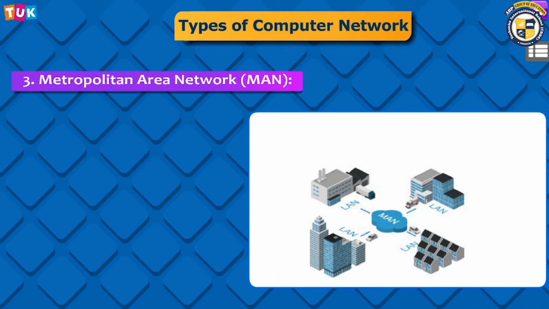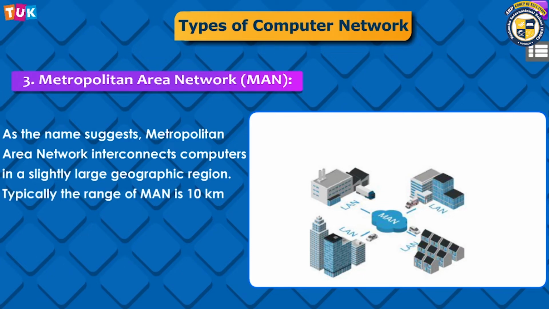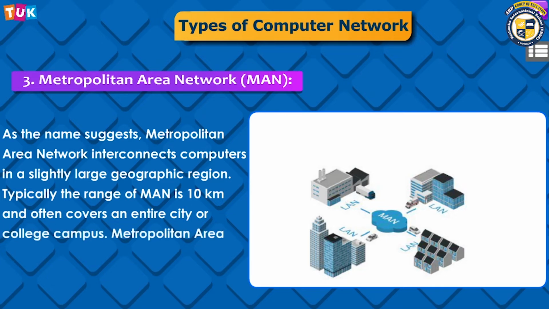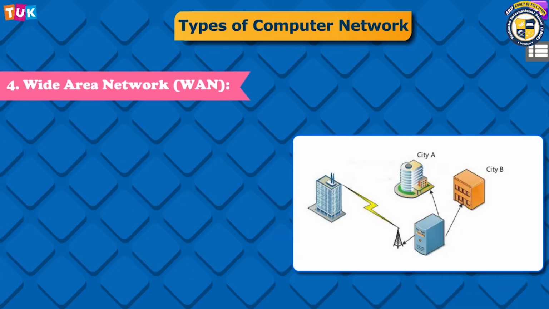Metropolitan Area Network (MAN). As the name suggests, Metropolitan Area Network interconnects computers in a slightly large geographic region. Typically, the range of MAN is 10 km and often covers an entire city or college campus. Metropolitan area networks are mostly wireless and are formed by connecting multiple LANs.